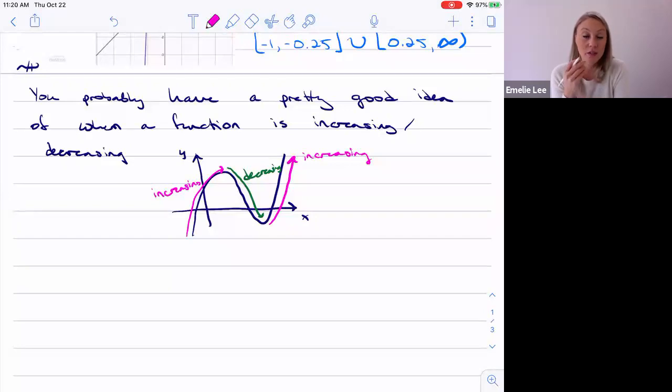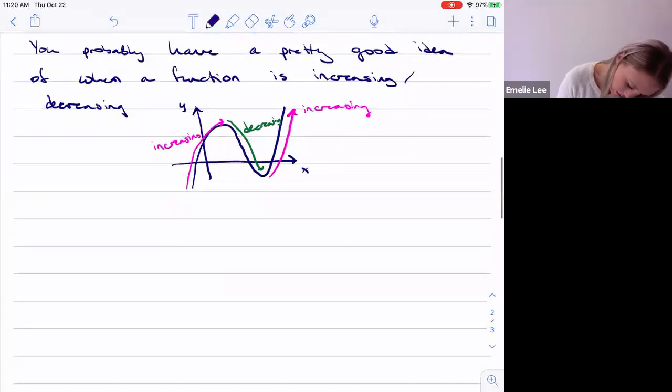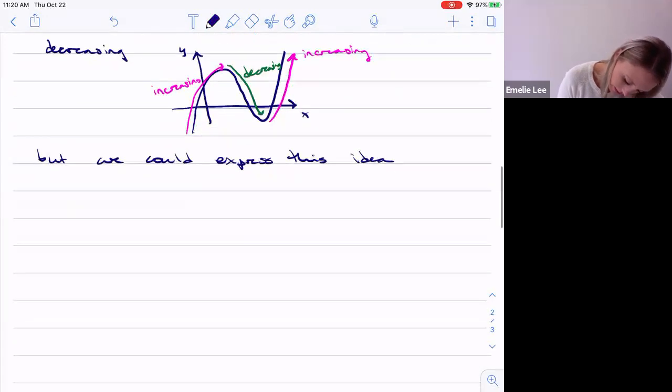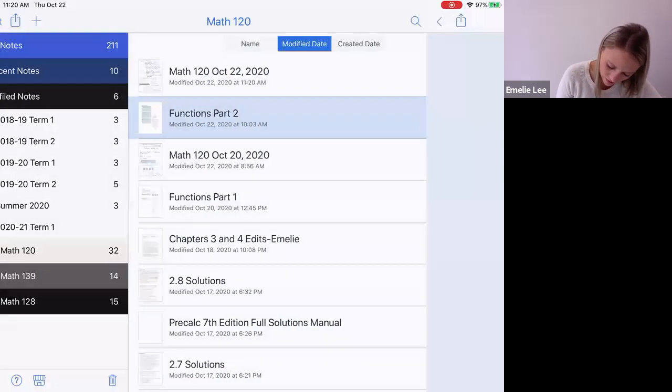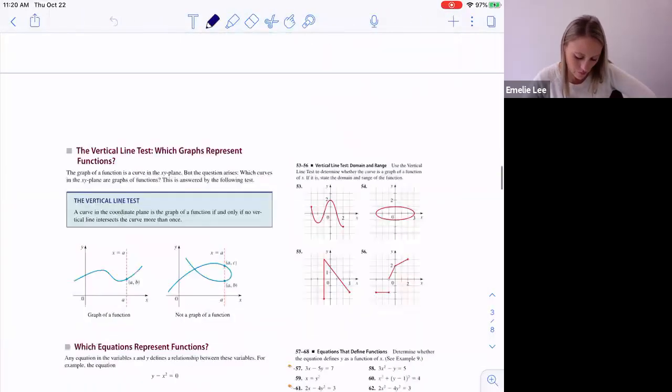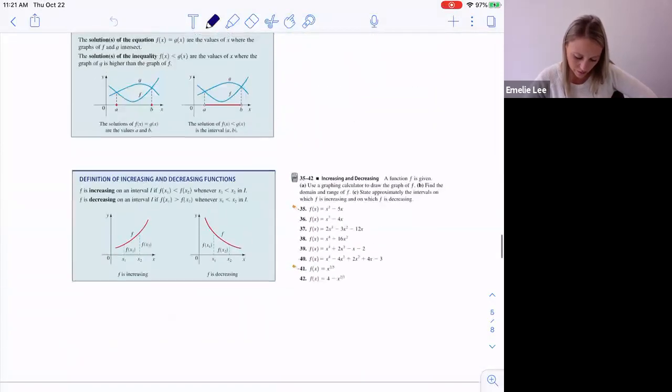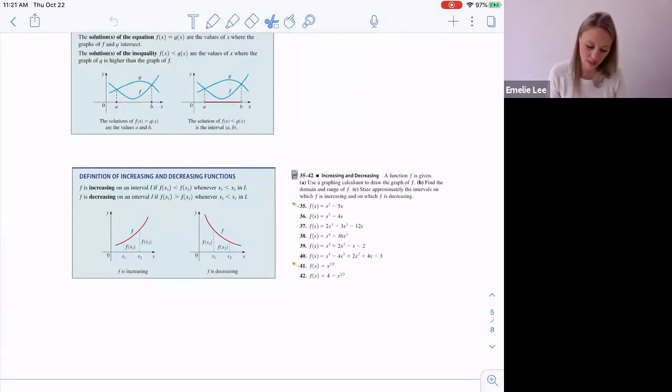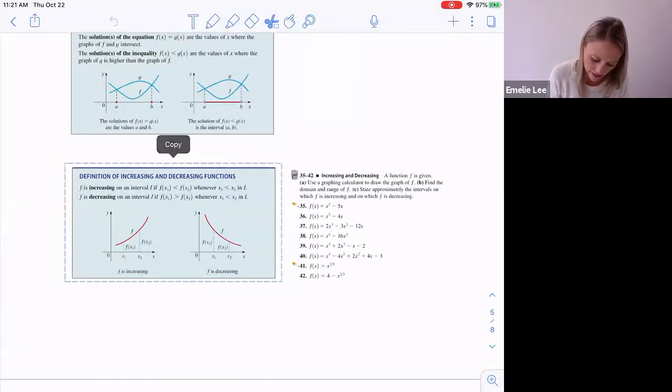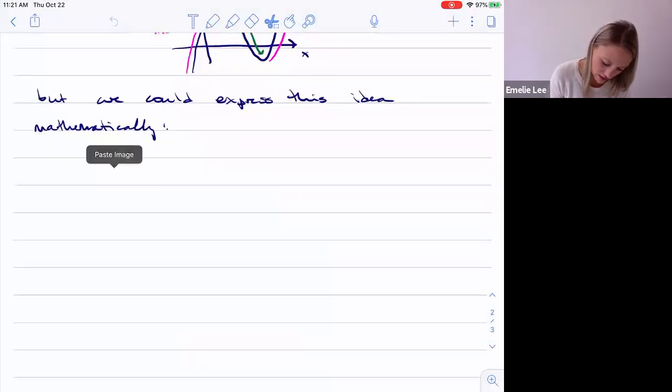But we can also consider the mathematical definition of increasing and decreasing. We could express this idea mathematically, which might not come to you as intuitively, but I just want you to be okay with, I know what it means to be increasing and decreasing, so let's start there, and then let's talk about the definition of increasing and decreasing.